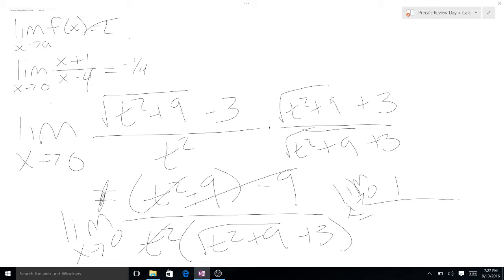Now, this has got to look real helpful right now, I'm sure. Hopefully you were keeping up because you can scroll back before it got messy. So, t squared plus 9 plus 3. Now when I plug in 0, it makes that go away. I have 1 over the square root of 9 plus 3.